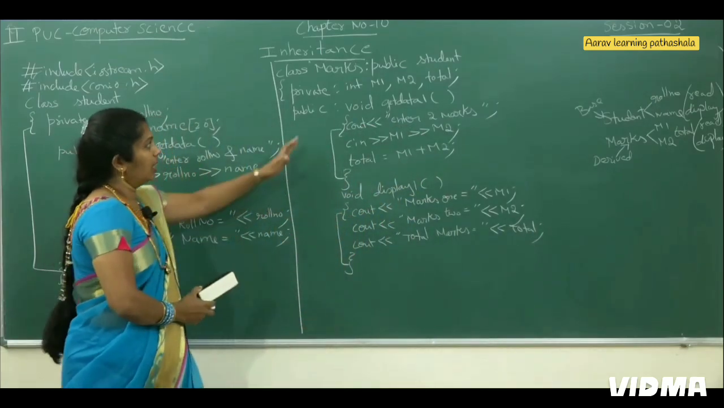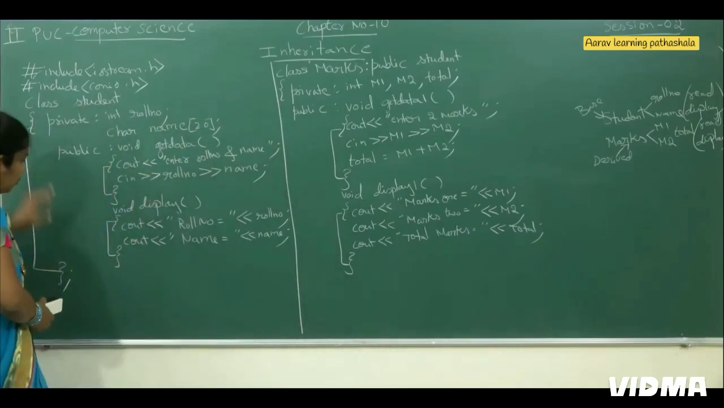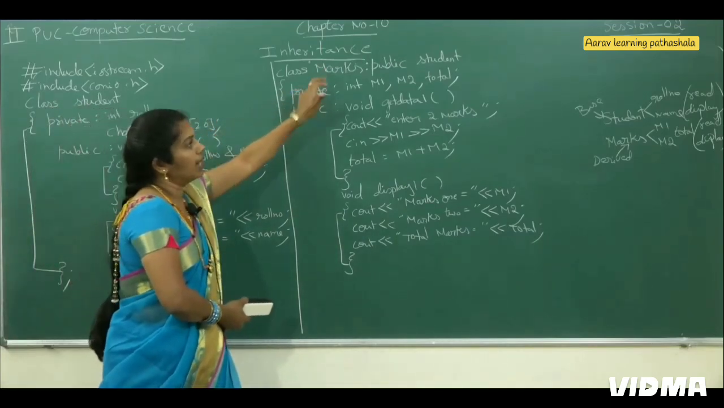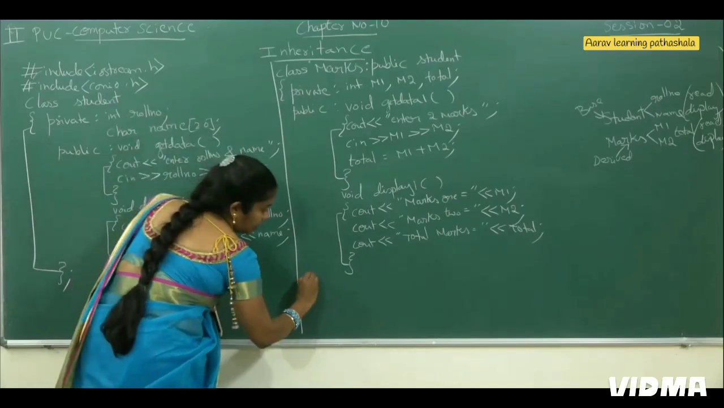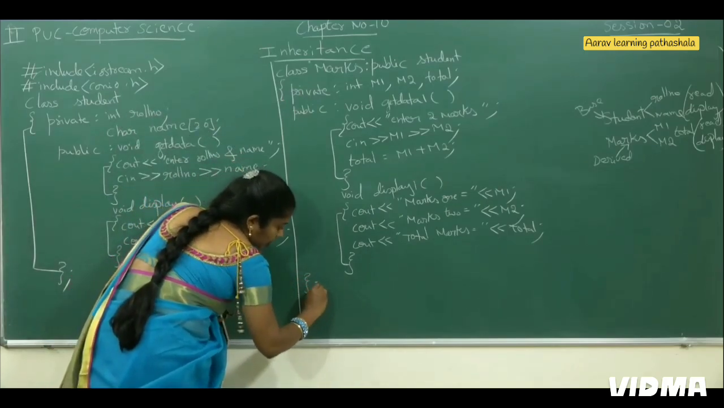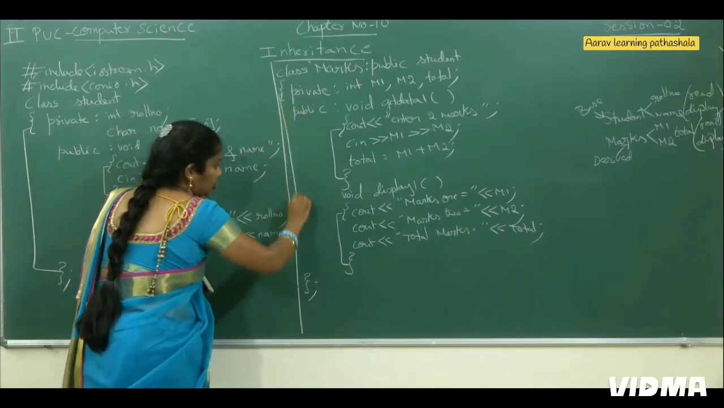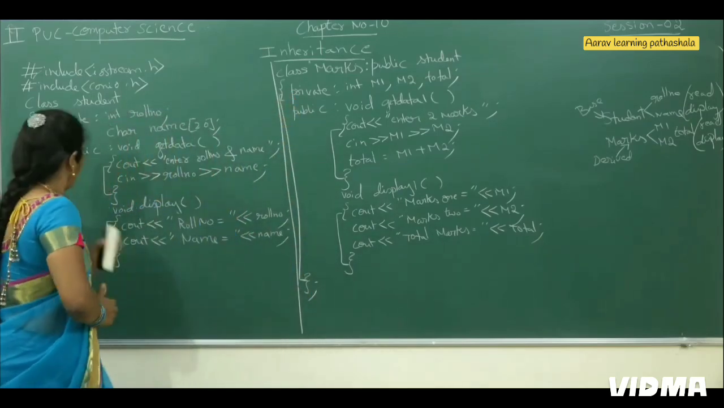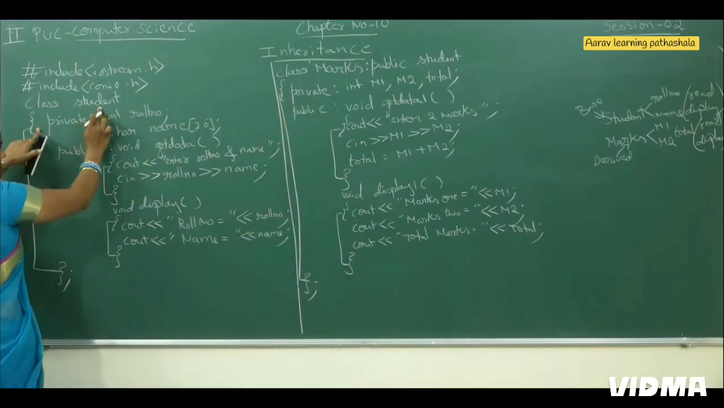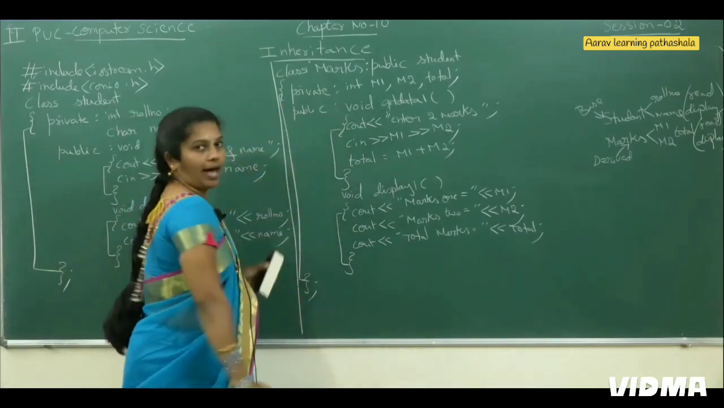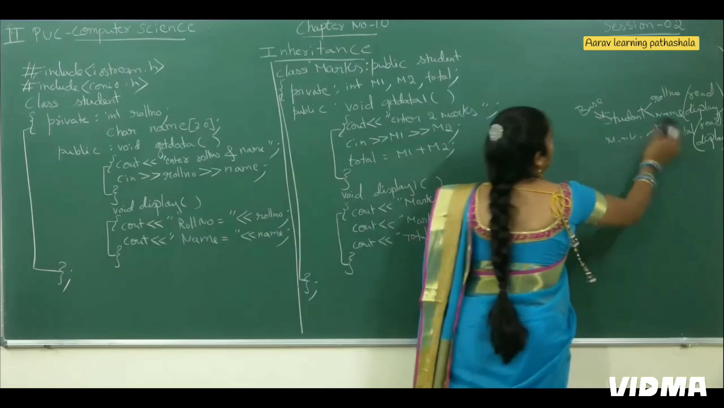Now is it clear? Now here I close it, one class. Next which one I have to close? I have to close the marks class. How to close? Put a semicolon after writing the flower bracket. Here I opened the student class, here I close it, and here I opened the marks class, here I close it.